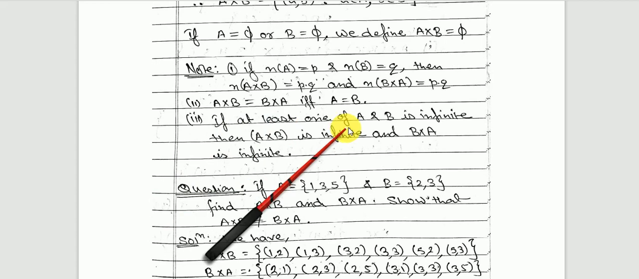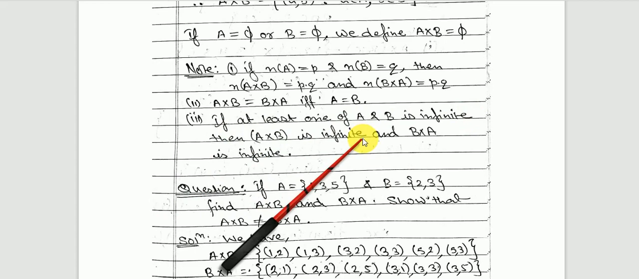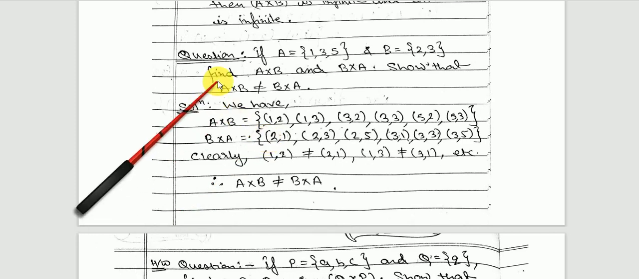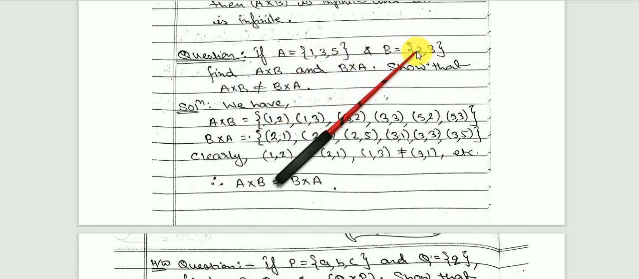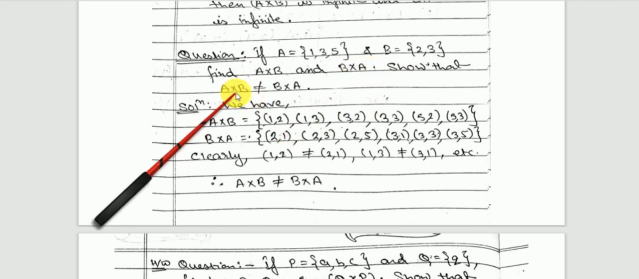Next, if at least one of A and B is infinite, then the Cartesian product A cross B is infinite and B cross A is infinite. So suppose we have these two sets A and B, and out of these two, even if one is infinite, then the whole Cartesian product becomes infinite. Now let us see a question. We have a set A whose elements are 1 through 5, and the next set B whose elements are 2 comma 3. We have to find the Cartesian product A cross B and B cross A, and show that they are not equal.